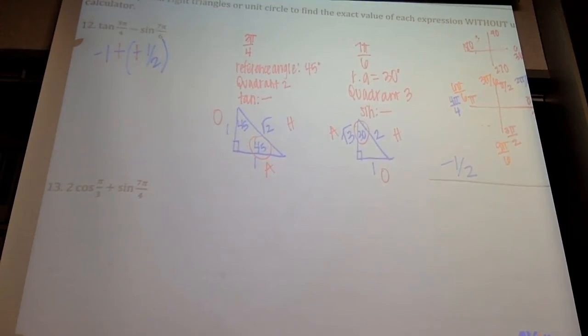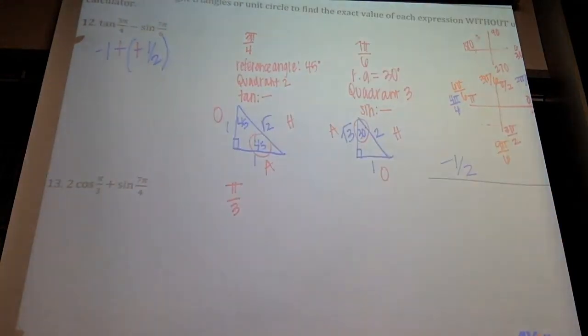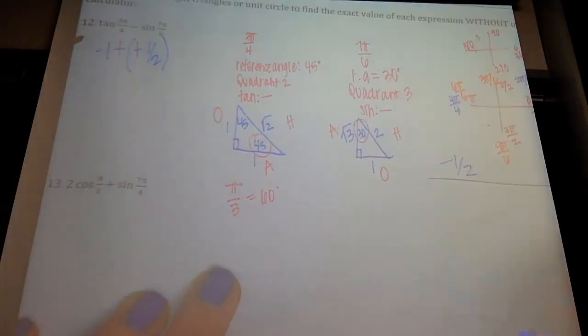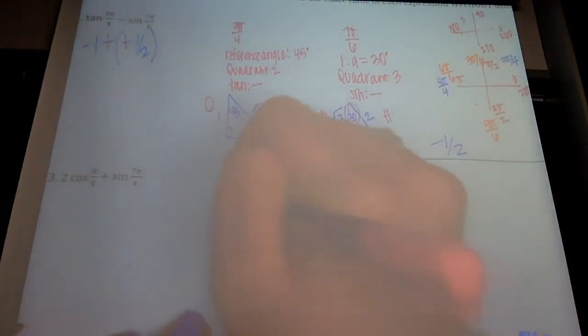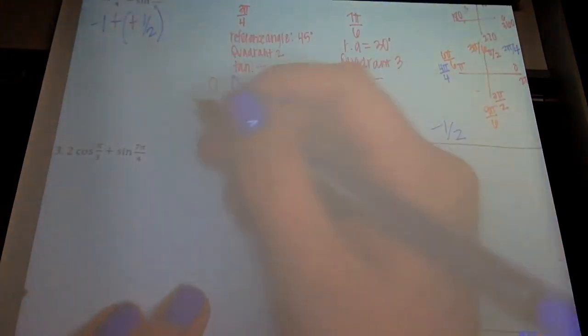Okay. So we're going to move on to 13. 13 gives me 2 cosine of pi over 3. Now pi over 3, hopefully you guys know, is already, like, we don't need to find a reference angle for that. Pi over 3 is the same as 60 degrees. So that's in quadrant 1. So we don't really have to worry about anything. And so we can just draw our triangle right off the bat.